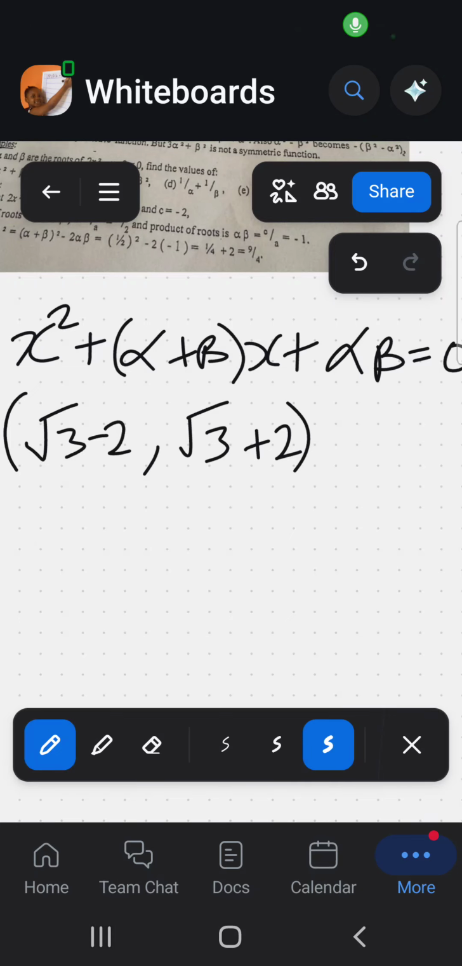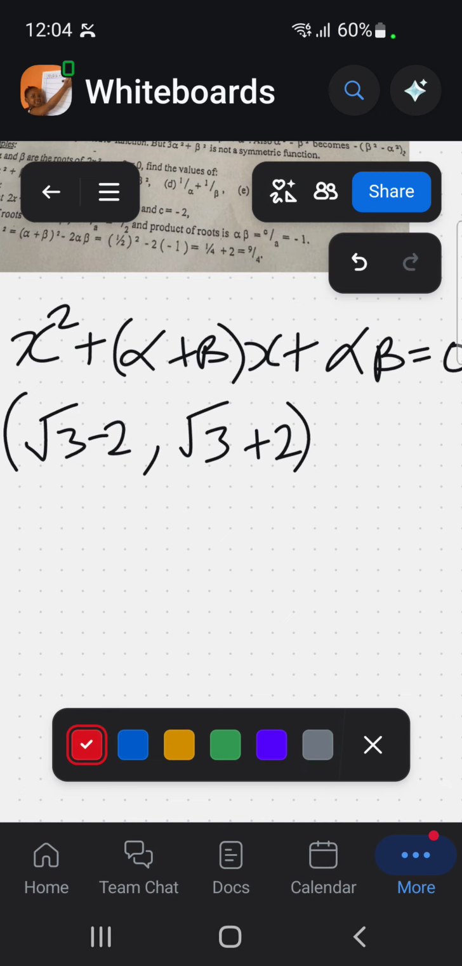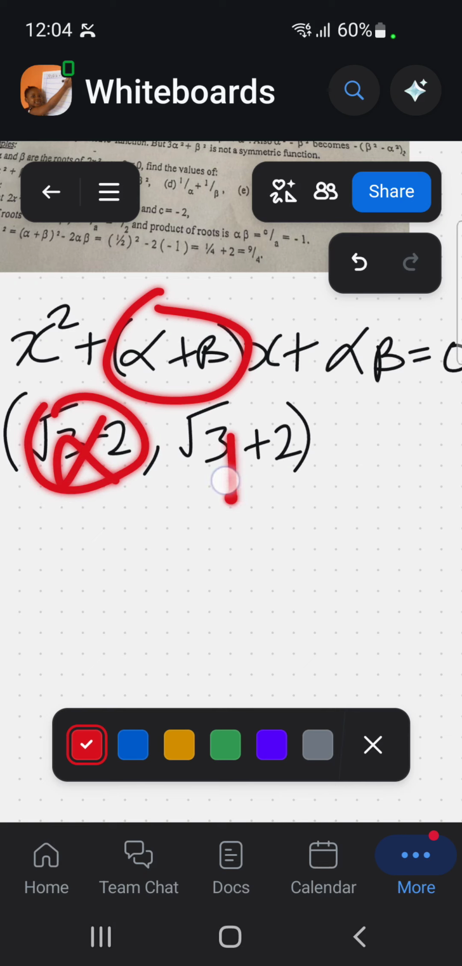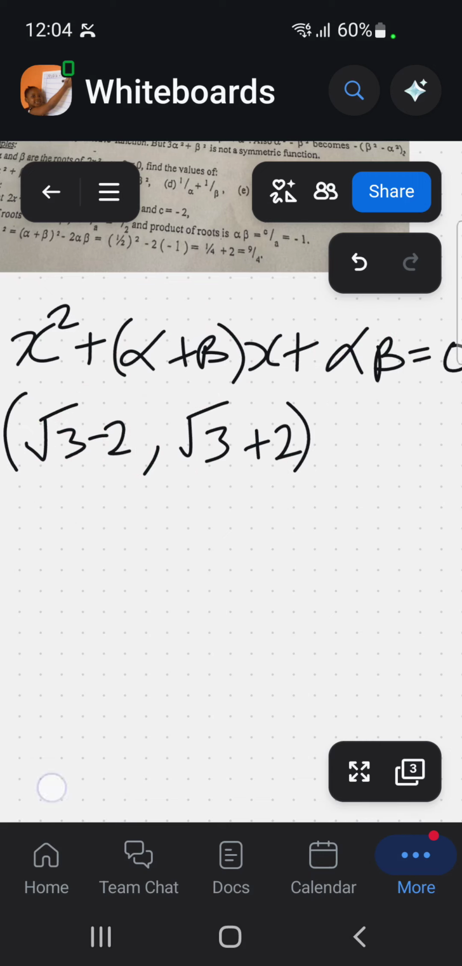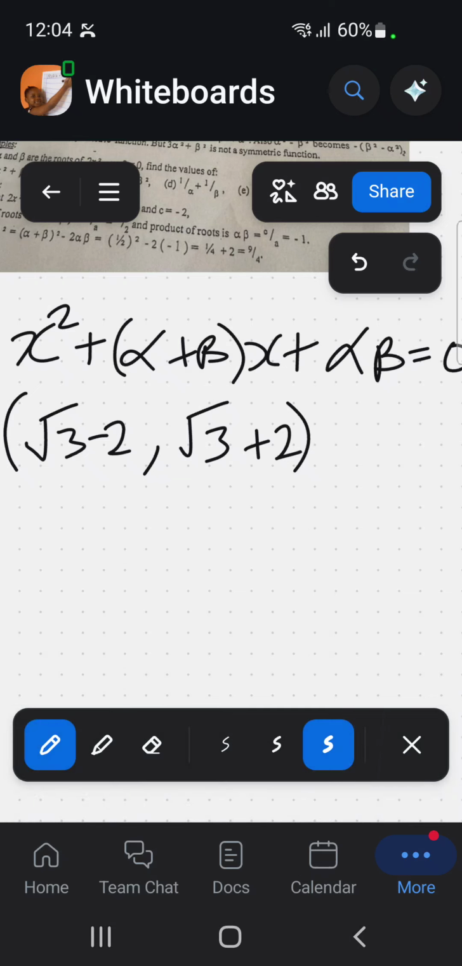In this question, the roots are in surd form, so we have to pay attention. Remember that what we need to find is the sum of roots, where this is alpha and this is beta. So we need to find the sum of roots and then find the product of roots. Okay, so let's start with the sum of roots.